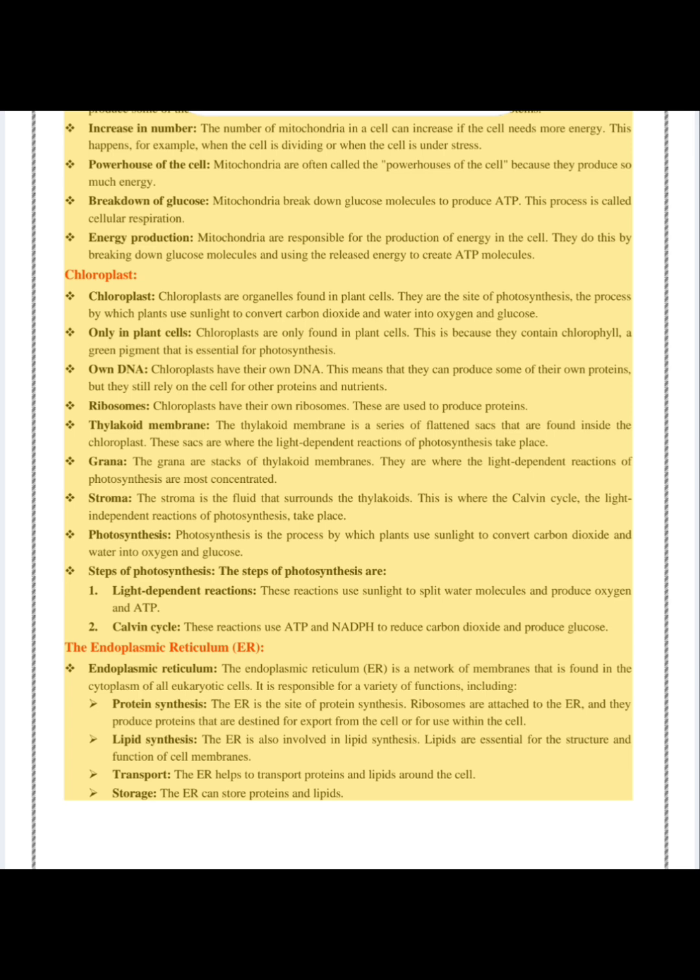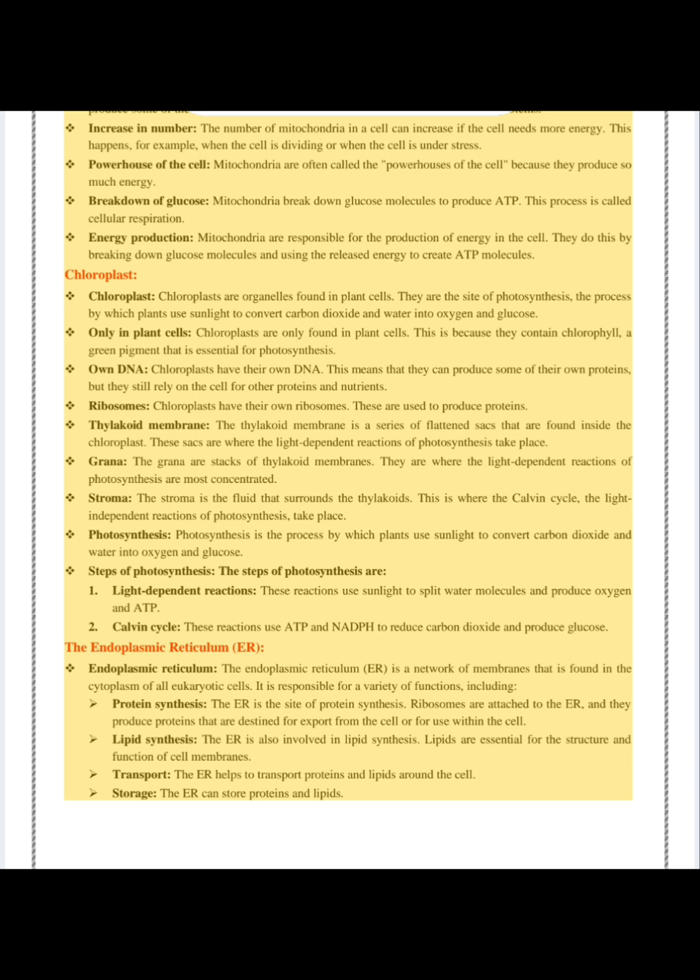Powerhouse of the cell. Mitochondria are often called the powerhouses of the cell because they produce so much energy. Breakdown of glucose. Mitochondria break down glucose molecules to produce ATP. This process is called cellular respiration. Energy production. Mitochondria are responsible for the production of energy in the cell. They do this by breaking down glucose molecules and using the released energy to create ATP molecules.